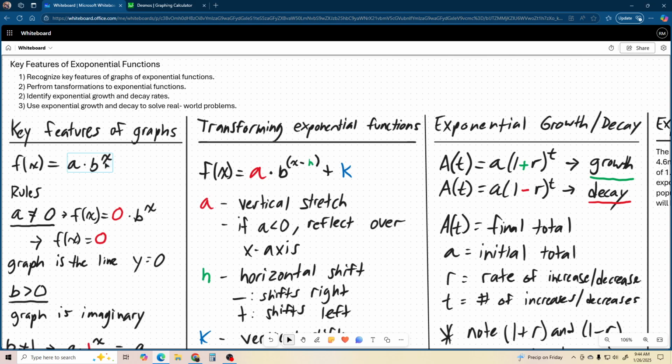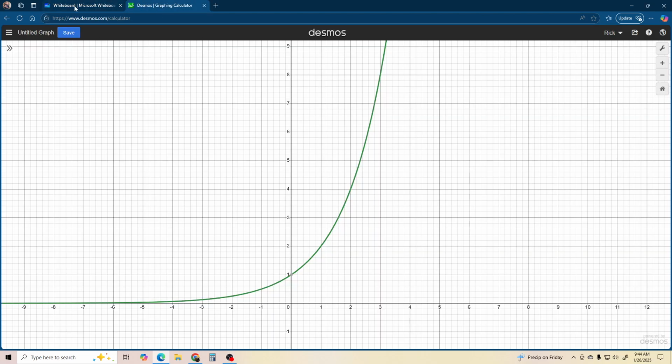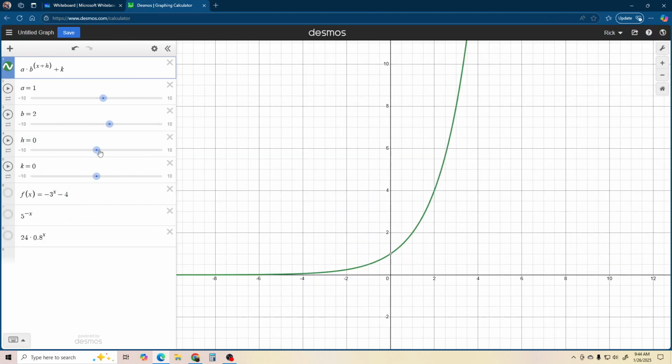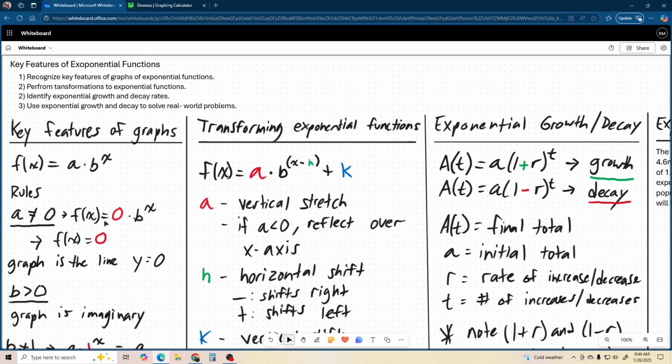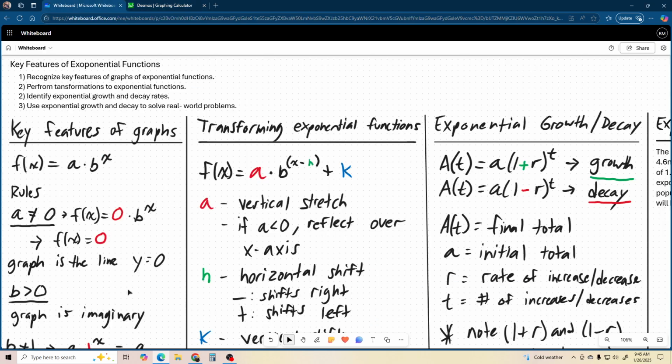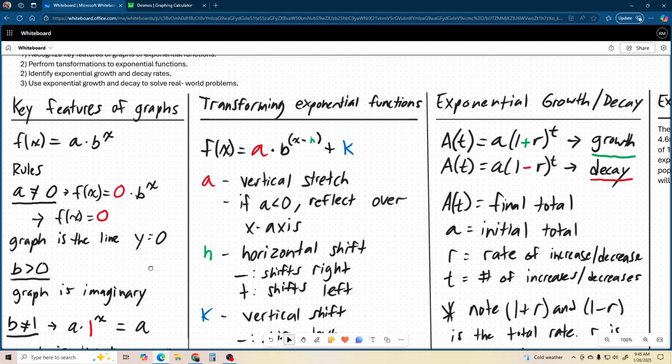All right, so let's go over a few rules in regards to our new graph here. First of all, a cannot equal 0, right? And let's go ahead and pull this back up, and I'll show you what happens if a equals 0. If I take this a value and I drop it to 0, you notice it just creates a line, this line here. And the reason for that is, if we think about the math behind it, if a is 0, then 0 times b to the x is still going to be 0. So in other words, this whole graph is nothing but the line y equals 0, and that's because zeros just kind of negate a lot of things, especially in multiplication.